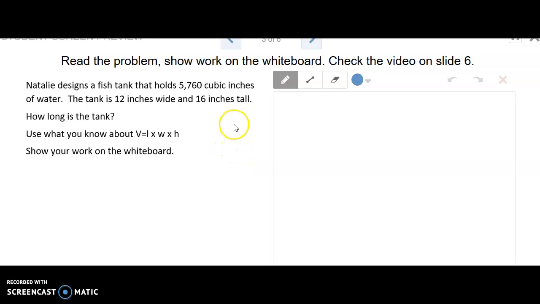All right, boys and girls, let's take a look at slide 3 on your Desmos today. It says to read the problem, show your work on the whiteboard, and of course, hopefully you're checking this video to make sure you did it correctly. So let's read and find out about Natalie.